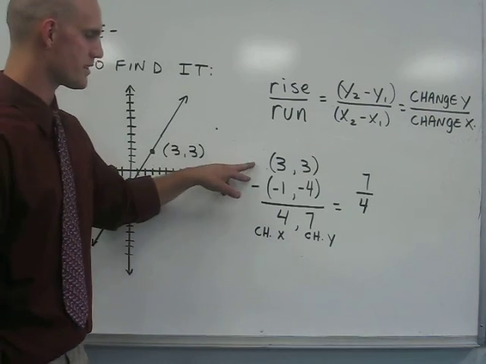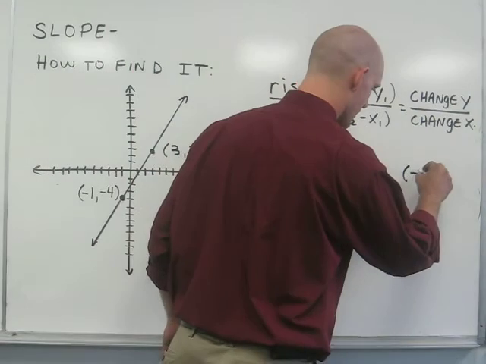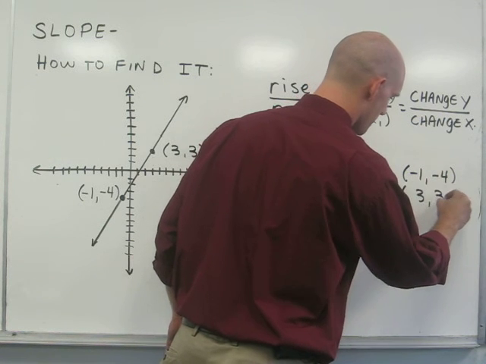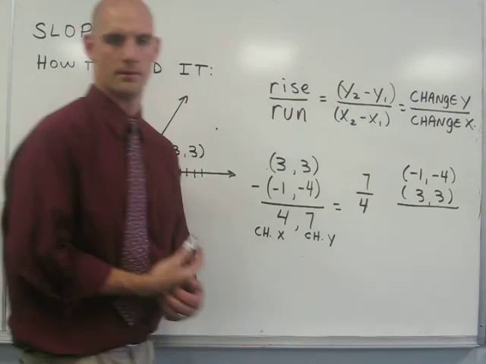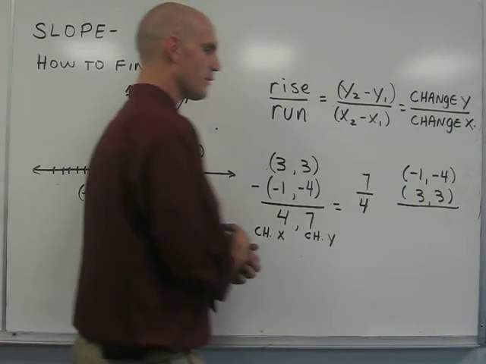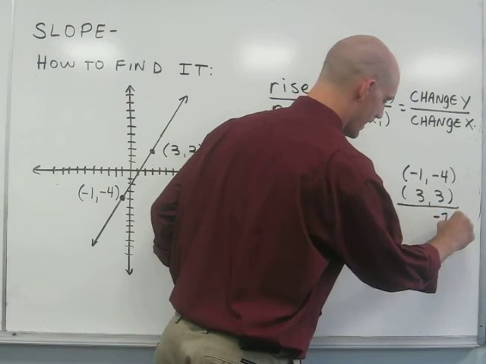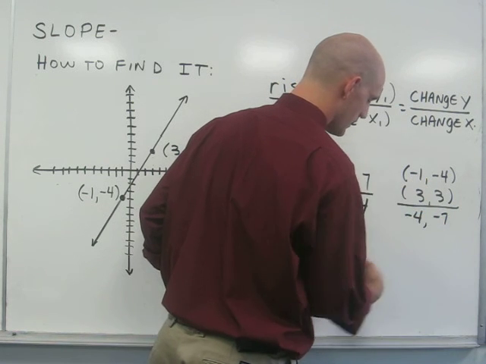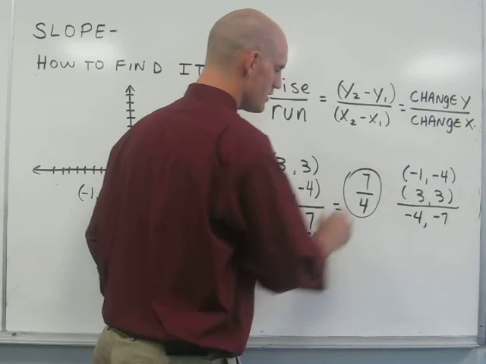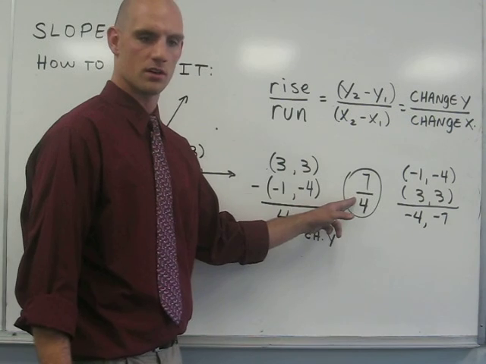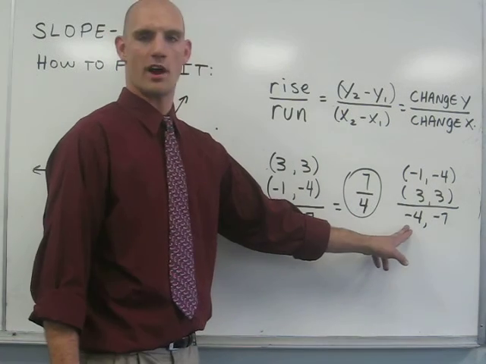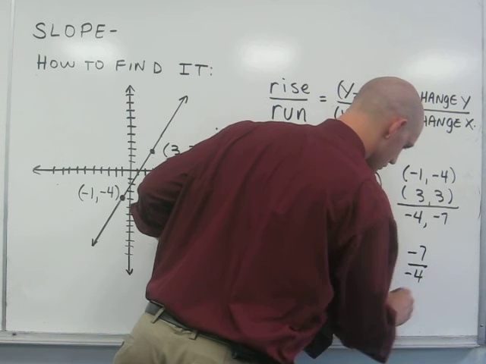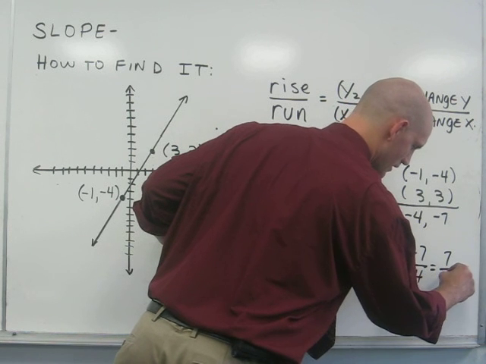If I had switched the points around, I would have had (-1, -4) on top, and (3, 3) on the bottom. After subtracting, I would have come up with -4 minus 3 is -7. -1 minus 3 is -4. And noticing that my slope was 7 over 4, when I put my change in y over my change in x after switching the points, I get -7 over -4, which reduces to 7 over 4.